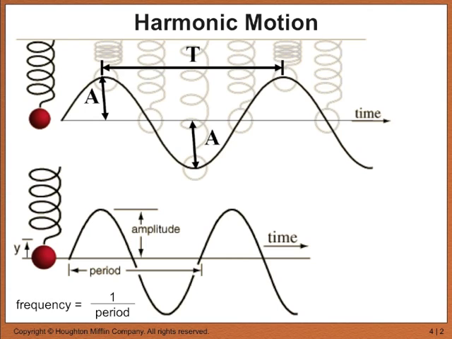The period is how much time it takes to complete one cycle. How much time it takes for this ball bobbing on a spring to complete one full cycle. That's the period. And frequency is 1 over the period. So if period can be given in units of seconds per cycle, then frequency would be given in units of cycles per second.